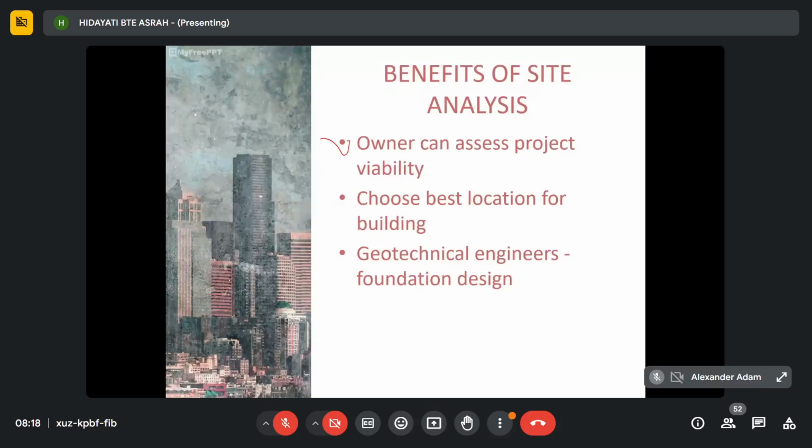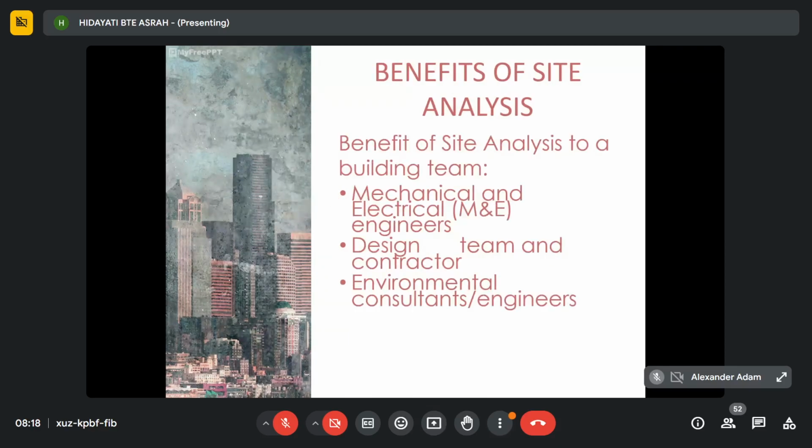And for geotechnical engineers, when they have sufficient data on the site, this will help them to design a suitable foundation system for the building or structure. So that is the benefit. And the benefit to M&E. M&E is mechanical and electrical engineers. They will also be able to design service provision, like power supply control, selection of the heating equipment, electrical wiring, and so on. So this is for the M&E engineer.